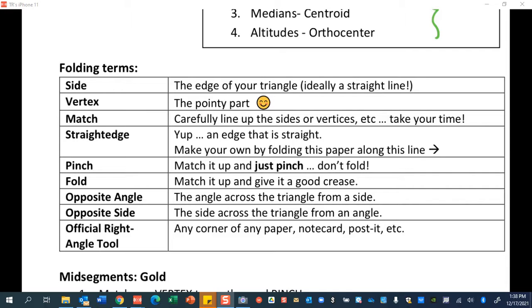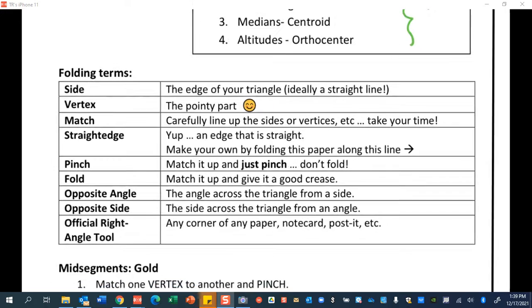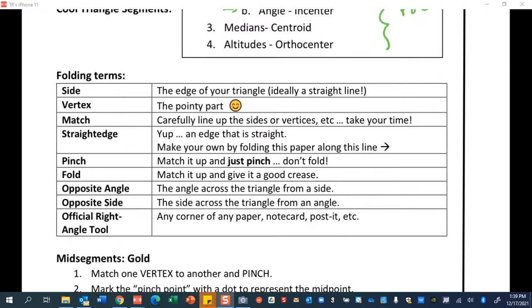Now let's talk about the vertex, the pointy parts. That is where the sides of your triangles meet. Your triangle has 3 vertices. Krista's already 1 step ahead. She's touching all of her vertices. She's so smart. So would you please touch each vertex? That's what we care about when we talk about the pointy parts. All right. When we're talking about matching up, we want you to carefully either line up the sides or the vertices and take your time to make careful, strong folds. And you have your first chance to do that with your straight edge.